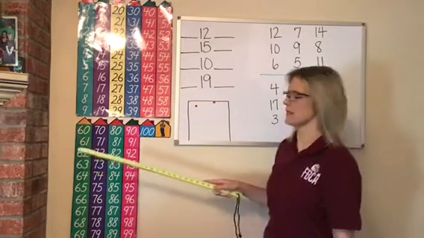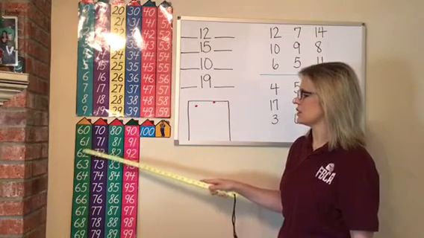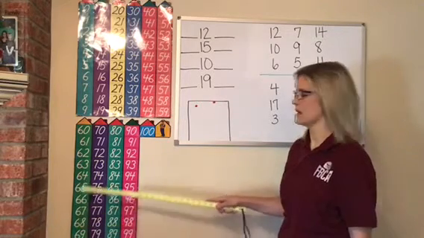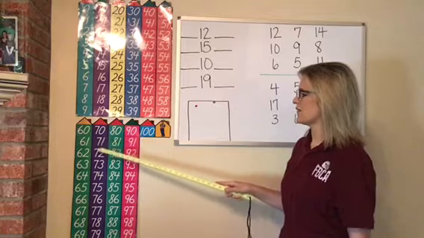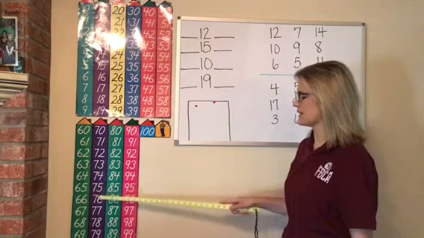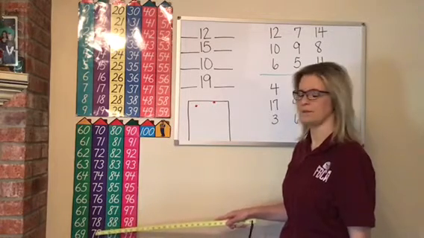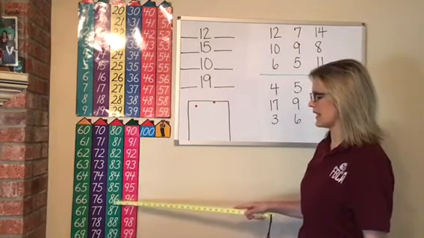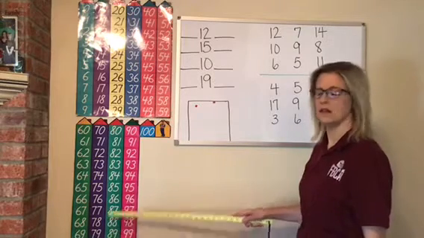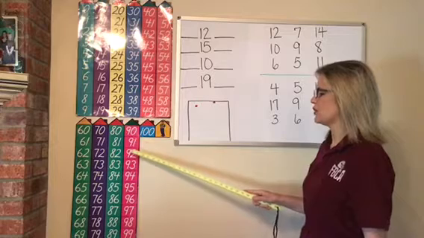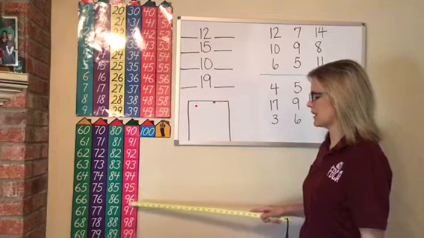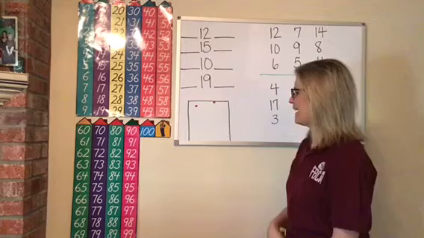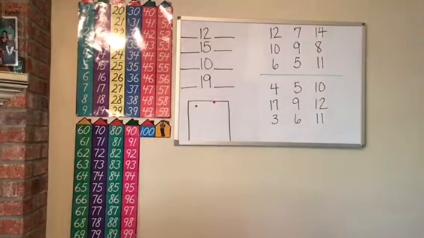Okay, flip your page and we're going to do 60s. 60, 61, 62, 63, 64, 65, 66, 67, 68, 69. 70, 71, 72, 73, 74, 75, 76, 77, 78, 79. 80, 81, 82, 83, 84, 85, 86, 87, 88, 89. 90, 91, 92, 93, 94, 95, 96, 97, 98, 99. And you ready? 100! Okay, good job.